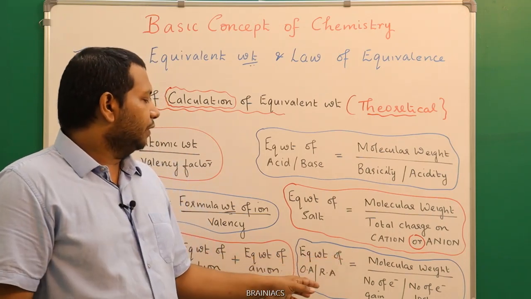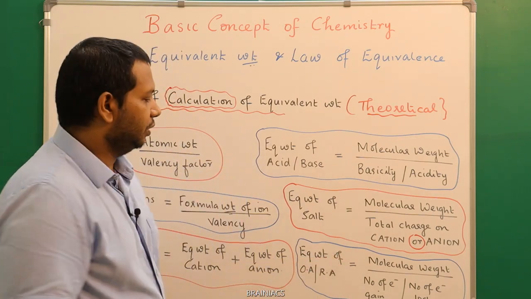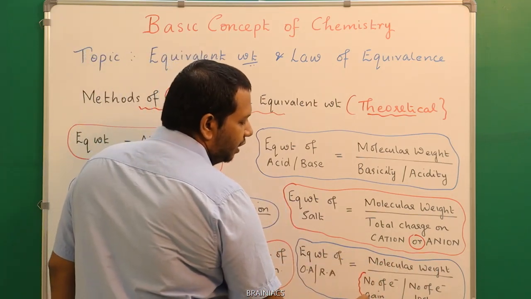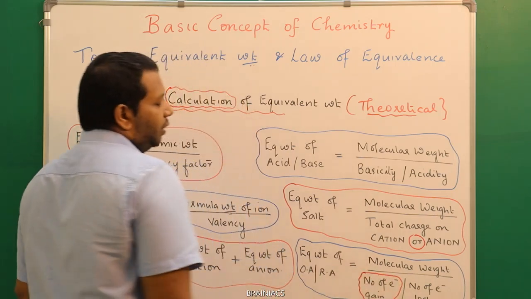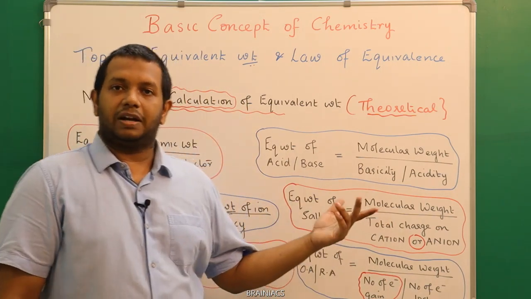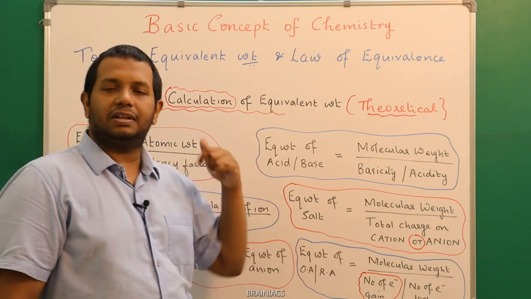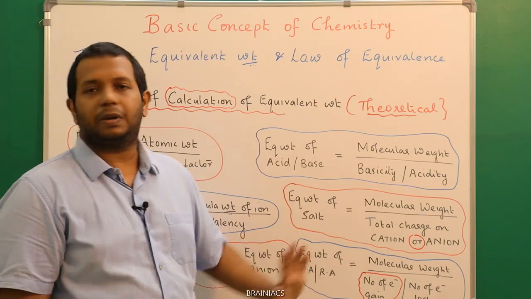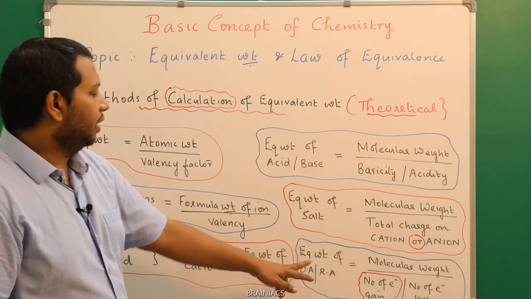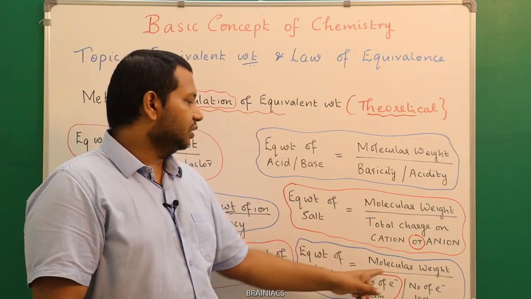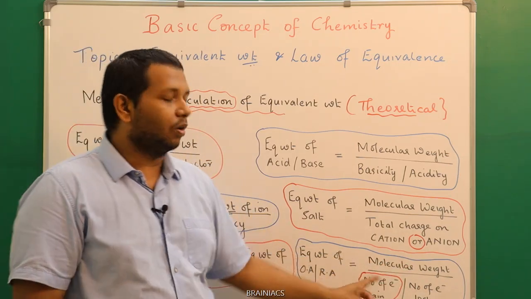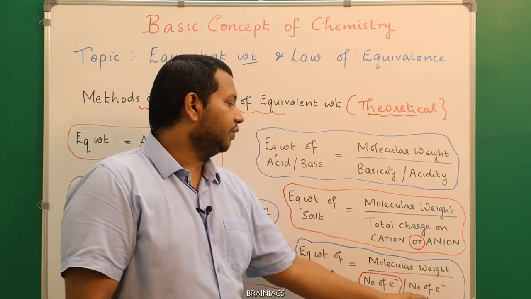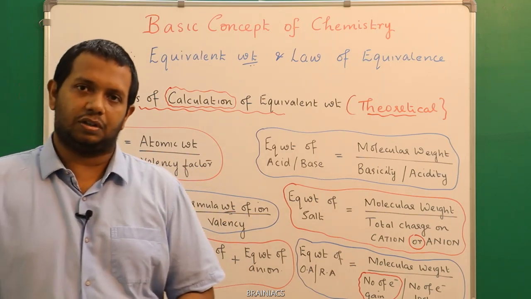And equivalent weight of an oxidizing or reducing agent. Equivalent weight of an oxidizing agent is molecular weight divided by number of electrons gained. I have explained this in my previous video: what an oxidizing agent is, what a reducing agent is, what oxidation and reduction are. Here I am just explaining the formula. Equivalent weight of a reducing agent is equal to molecular weight divided by number of electrons lost. Understood?